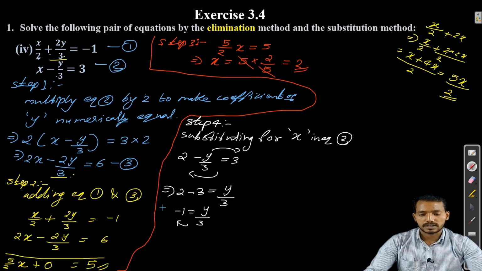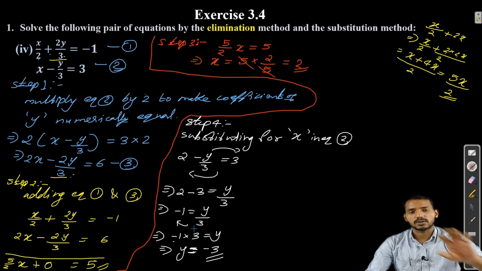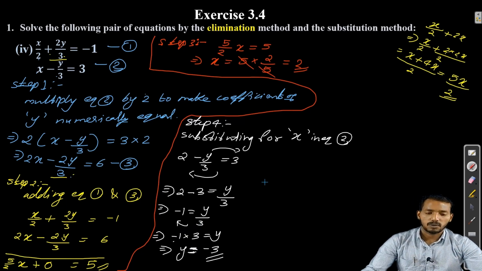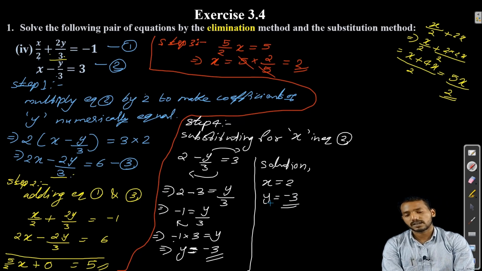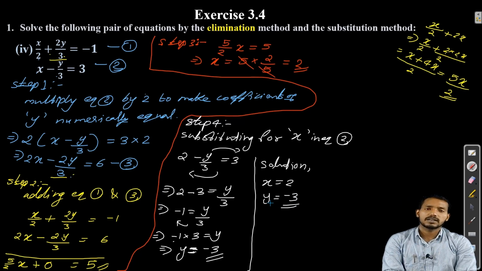Take this 3 to the right side, so we will get minus 1 into 3 is equal to y, or y is equal to minus 1 into 3 is equal to minus 3. So now we got the value of both x and y. So the solution is x equal to 2 and y is equal to minus 3. Very simple. Clear.